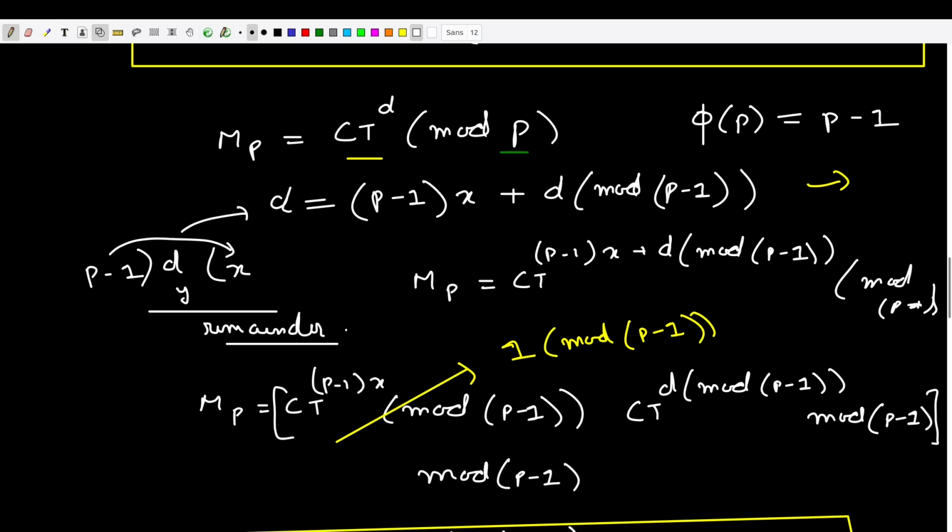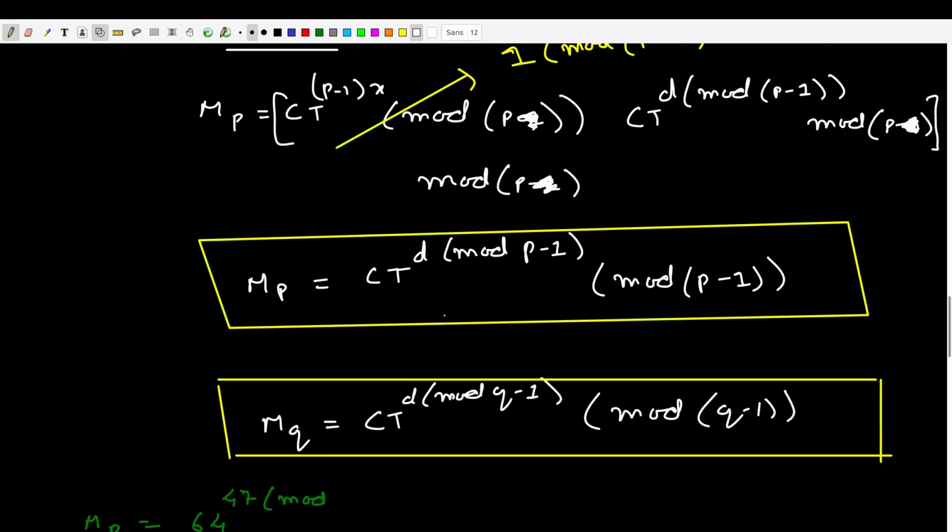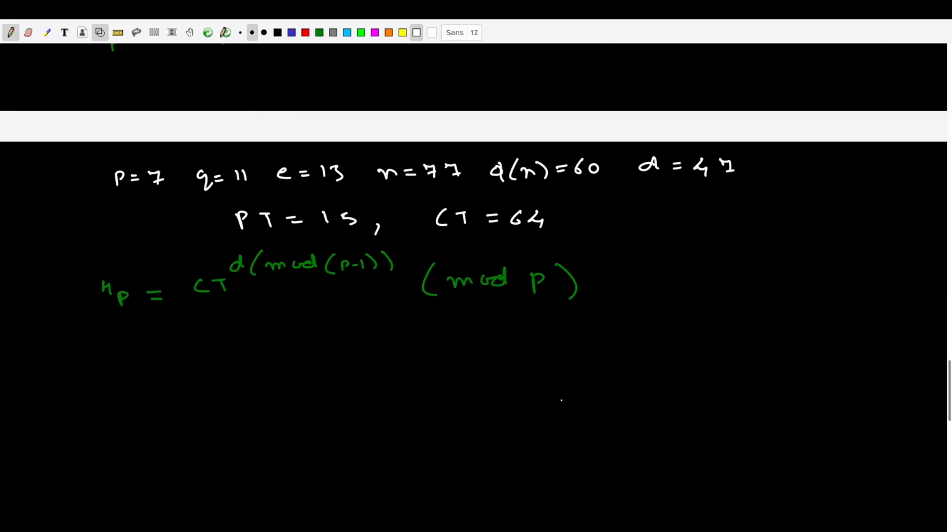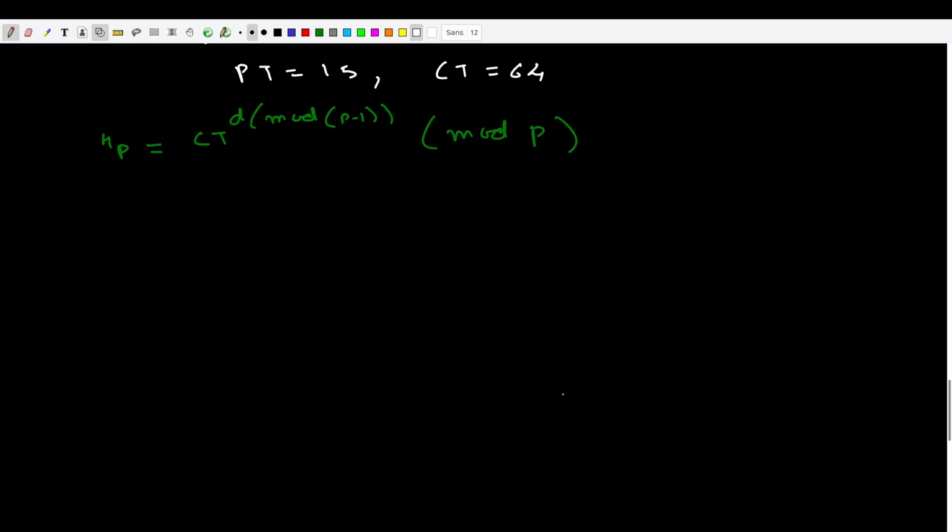This is mod P, and yes, this is ciphertext to the power d. This is also mod P, and this is also mod P. And MP is equal to, everything is correct here. This is mod P and this is mod Q. So mod P and mod Q, not mod P minus 1 or Q minus 1. Okay, so MP is this.